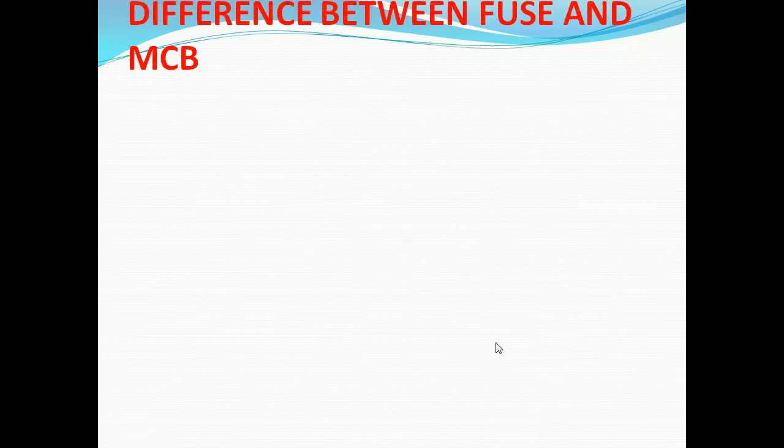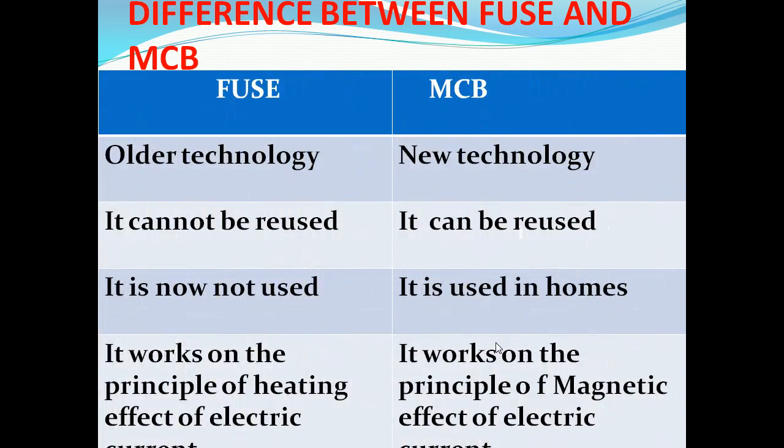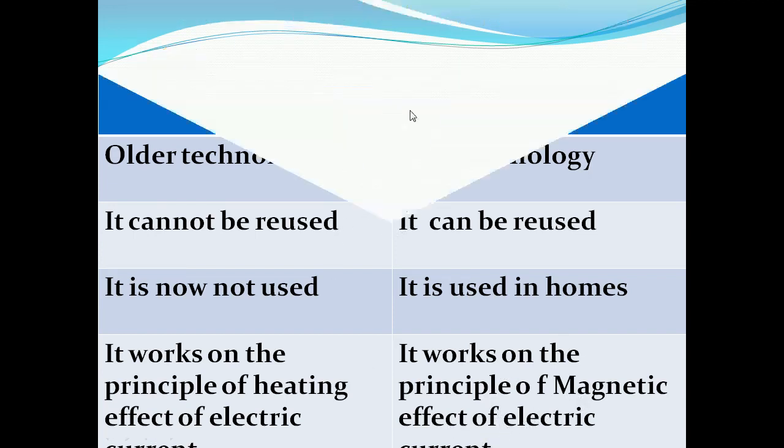So, the difference between fuse and MCB. A fuse is an older technology, MCB is a new technology. A fuse cannot be reused, but an MCB can be reused. A fuse is now not used, but an MCB is used in homes. Then, a fuse works on the principle of the heating effect of electric current. An MCB works on the principle of the magnetic effect of electric current. So these are the differences between fuse and MCB.